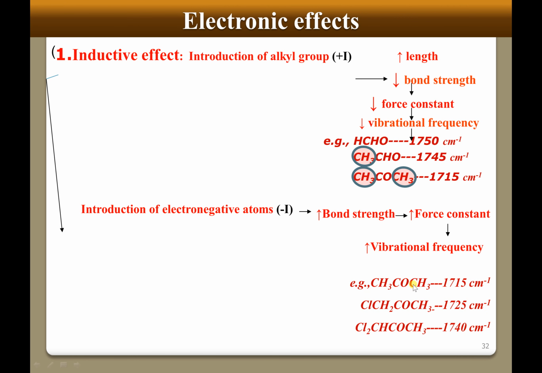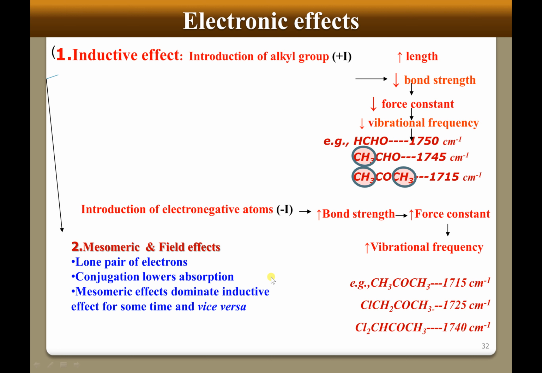There are also field effects and mesomeric effects due to lone pairs of electrons, and this conjugation of the lone pairs with the main molecule conjugated system lowers the absorption.